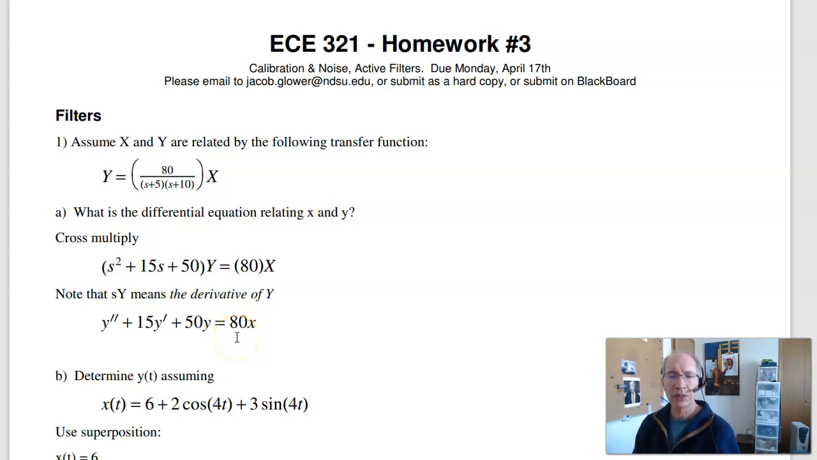Here are solutions to homework set number 3 for ECE 321. Now this homework set looks at filters: how to design a filter using an op-amp circuit.